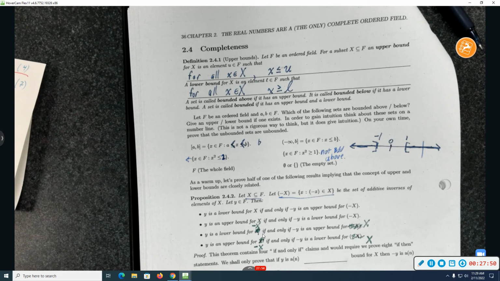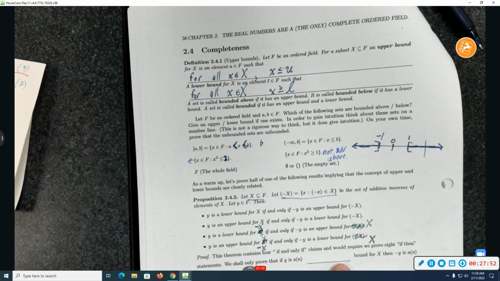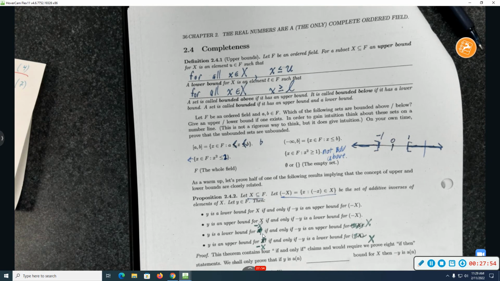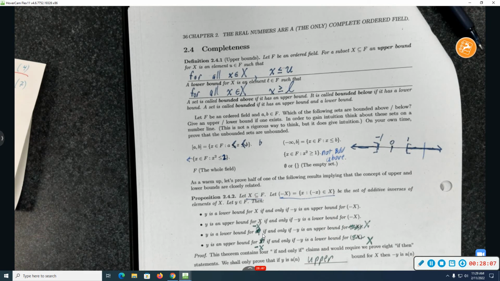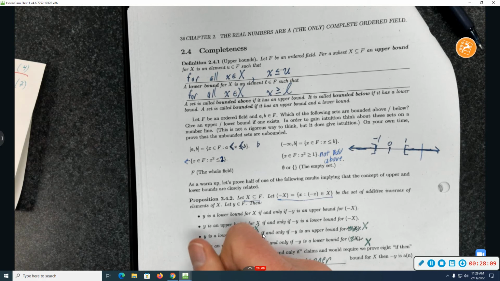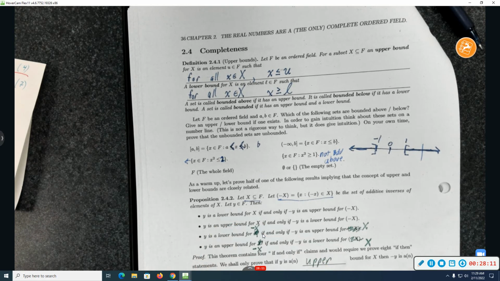So I will prove that if y is a something bound for x, then minus y is a something bound for minus x. And let's just pick one. If y is a, what type of bound would you like to assume? Upper. If y is an upper bound for x, then this theorem claims that minus y is a lower bound for minus x. Let's prove it.